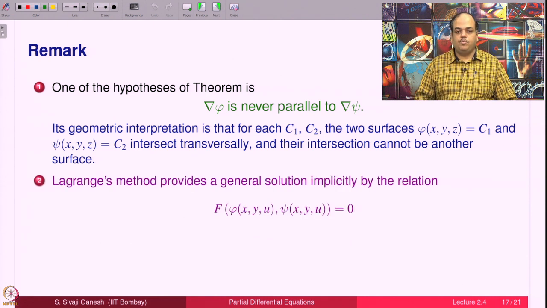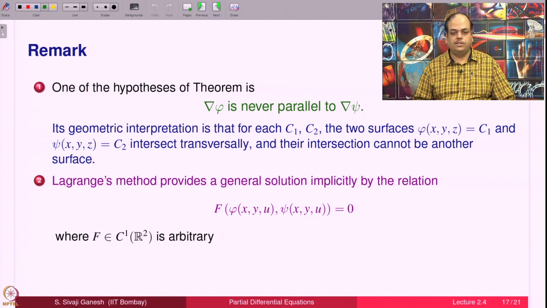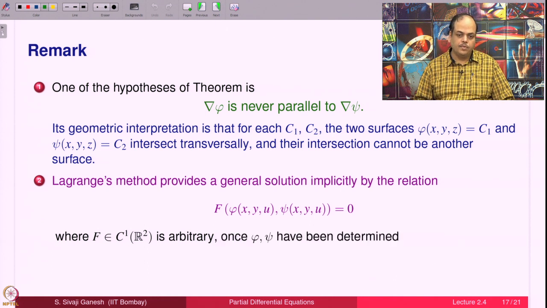So, Lagrange's method provides a general solution implicitly by this relation. Because we assume that u can be solved for in terms of x, y, in such a case we define that to be a general solution, where f is an arbitrary function. We just make sure that phi and psi take values in the domain of f. If you are taking f in R2, then we do not have to take even that much care.